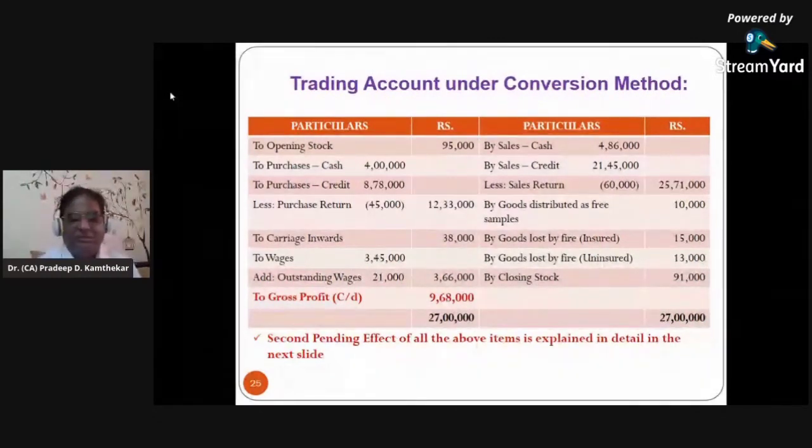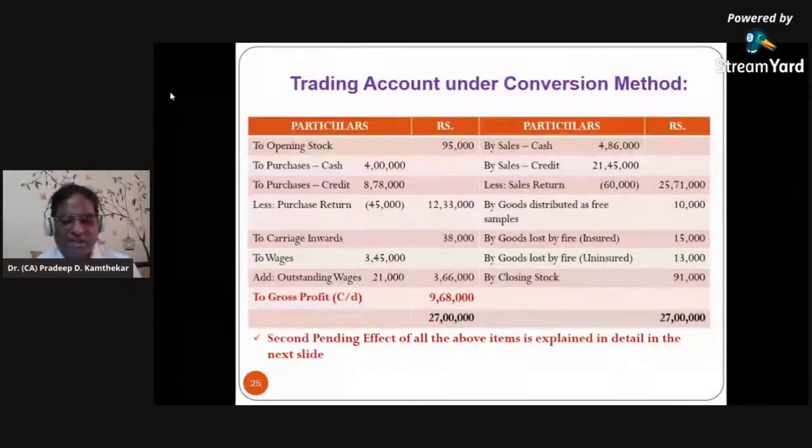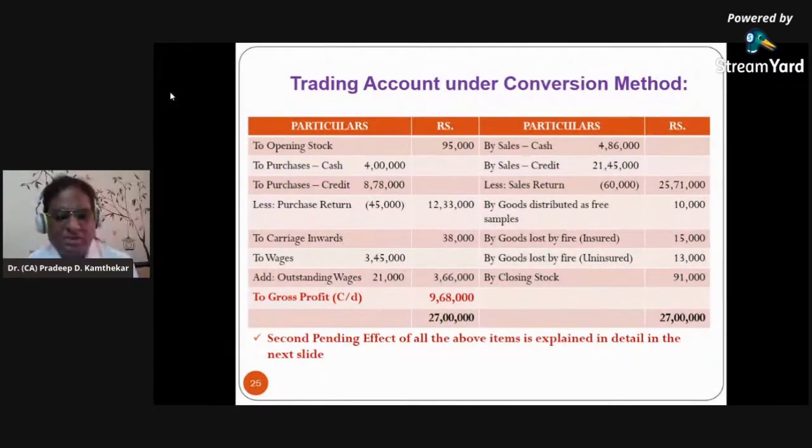Goods lost by fire which are not insured. Suppose goods are lost, they are destroyed by fire, and unfortunately insurance was not taken. So the entire amount will be a loss. Nobody is going to pay you a single rupee for that. So this is a loss by fire, and for this credit, a second debit effect will be there on the profit and loss account debit side.